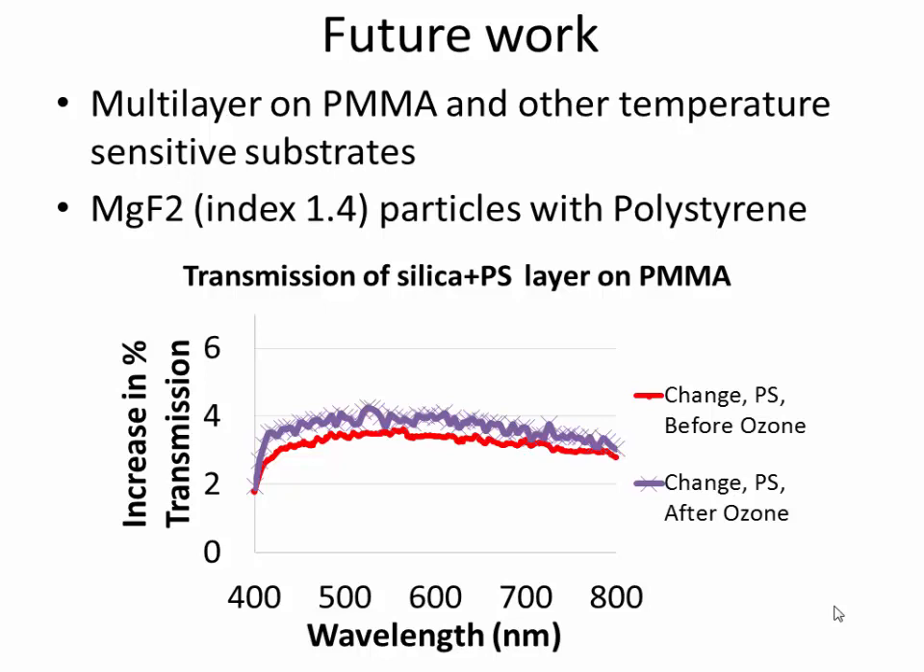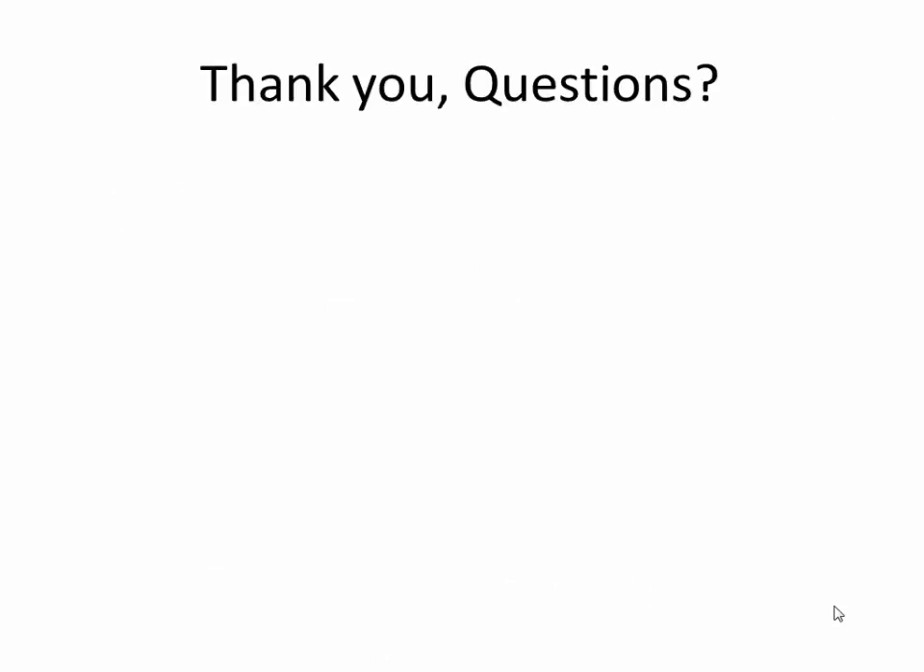And so the next thing that we are also interested in doing is using magnesium fluoride particles, because the refractive index is smaller than that of silica. So we hopefully can get a much lower refractive index without having an extremely high porosity. So thank you for your time.